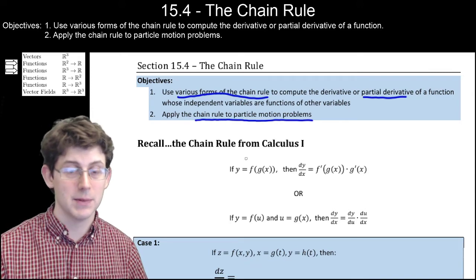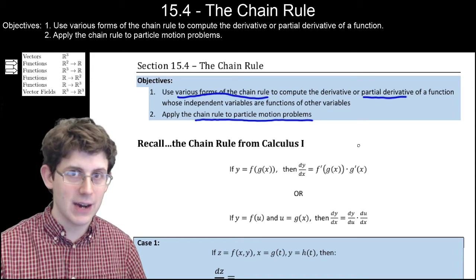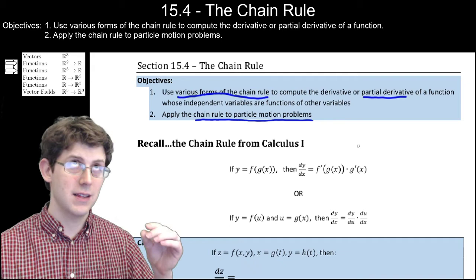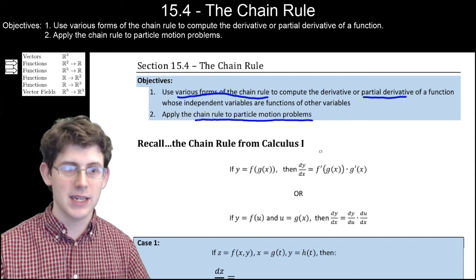The first application we'll have of how to use the chain rule is we'll apply the chain rule to particle motion problems. So first, let's think back to the chain rule in Calculus 1, figure out how it worked, and then we'll rethink about it in a different way that will generalize better in Calculus 3.